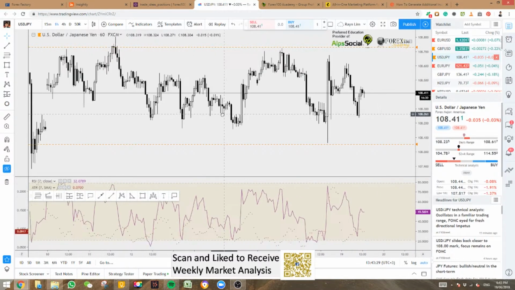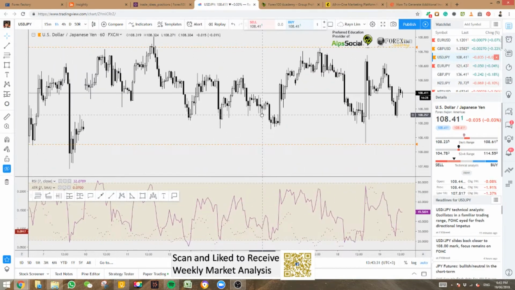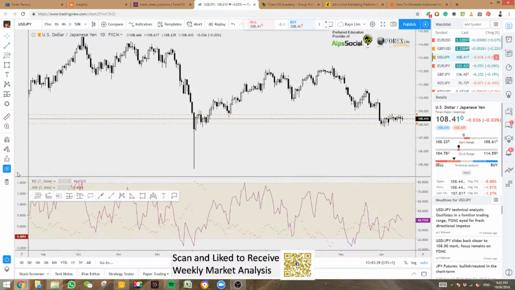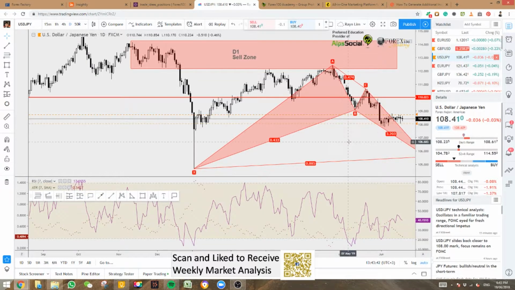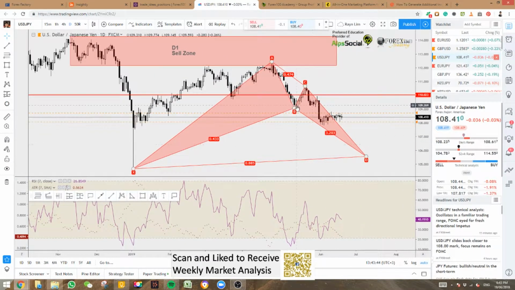This is what I have on 1 hour. I believe there are more patterns forming up right now. Alright, so let us have a look back to the daily chart. My analysis is very simple. Apart from that, this is the bullish bat pattern. I color coded. Alright, so bullish bat pattern, looking for a buying opportunity.